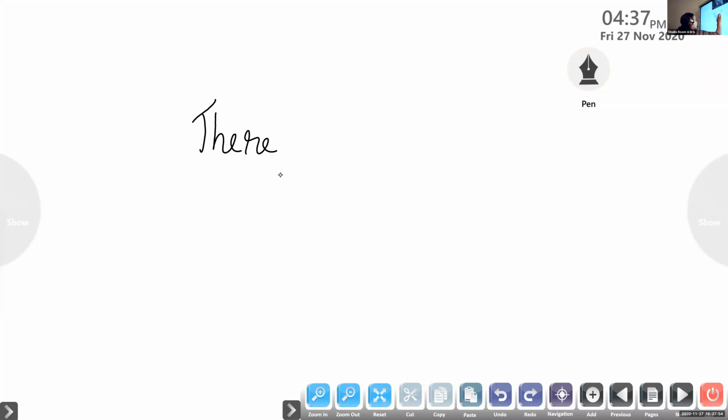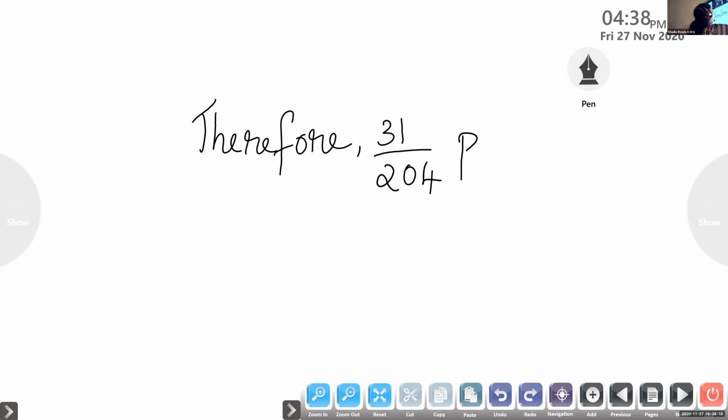Therefore, Rishi left the part of the cake. Ma'am, we can write, so 31 by 204 is left. Yes. So we can write any, that is okay, children. The fraction of the cake left, 31 by 204. Correct. Okay. So 31 by 204 part of the cake was left with Rishi.